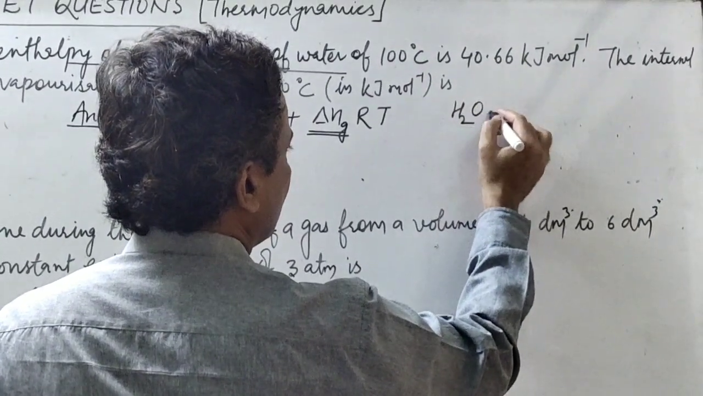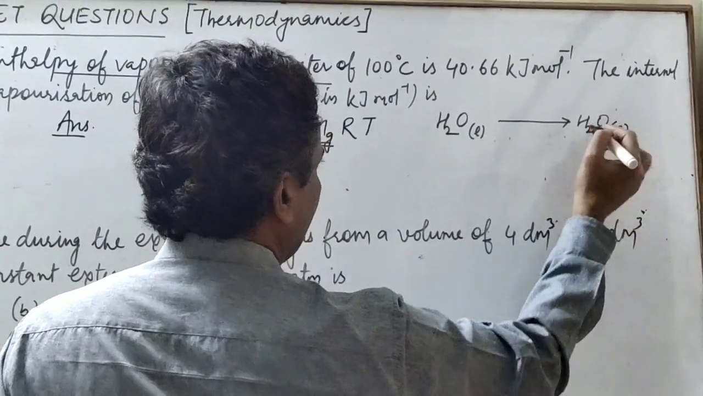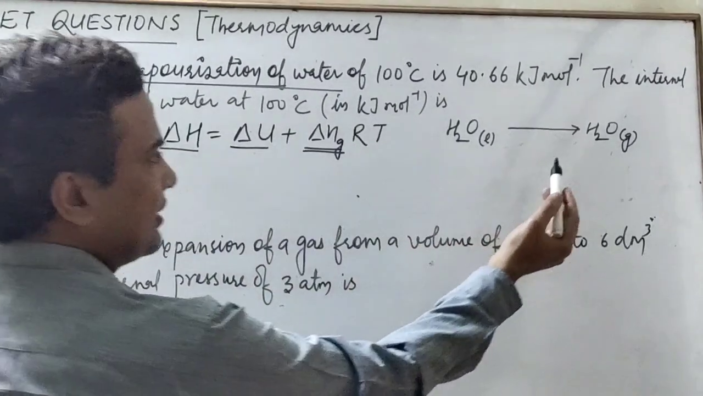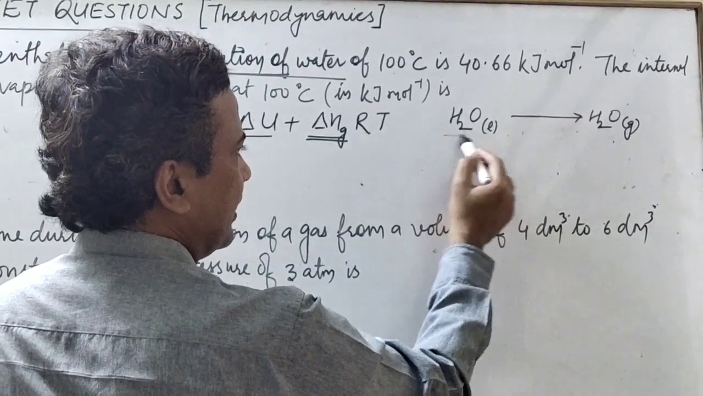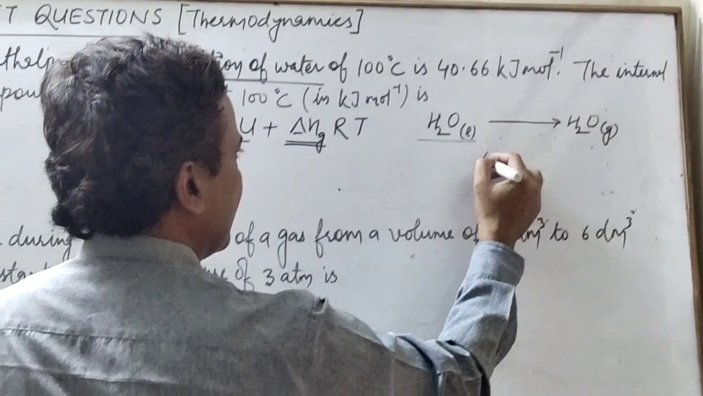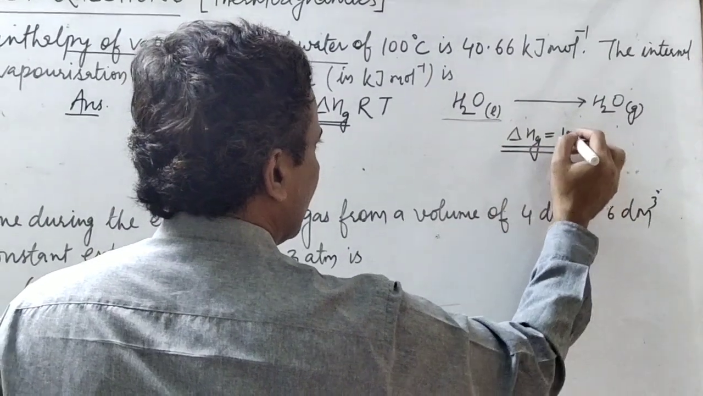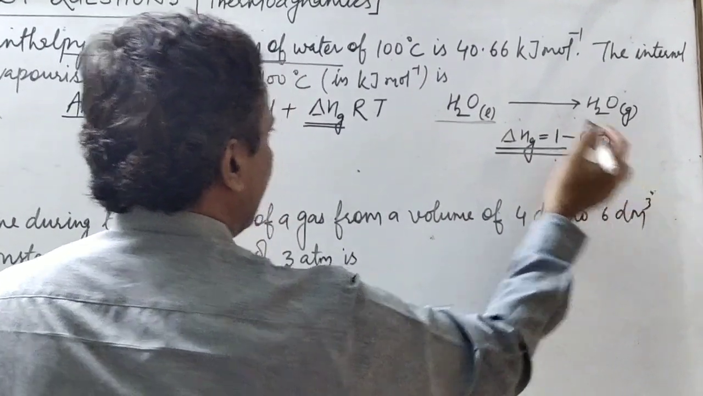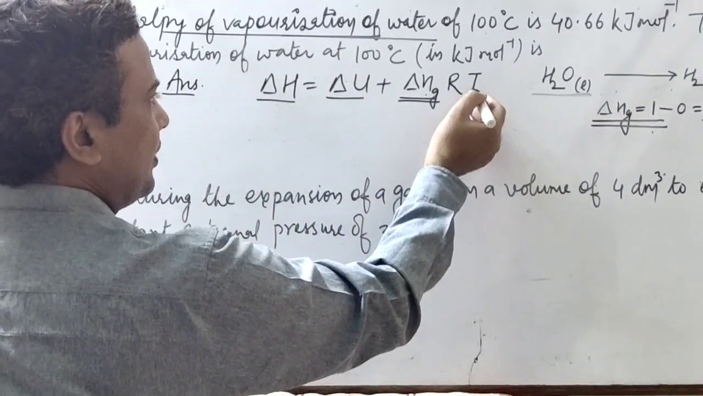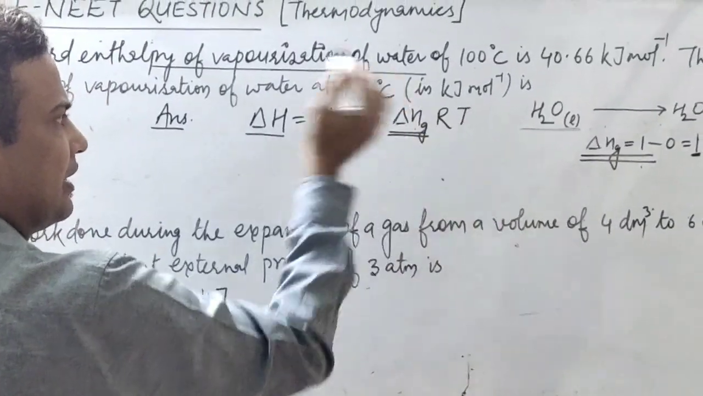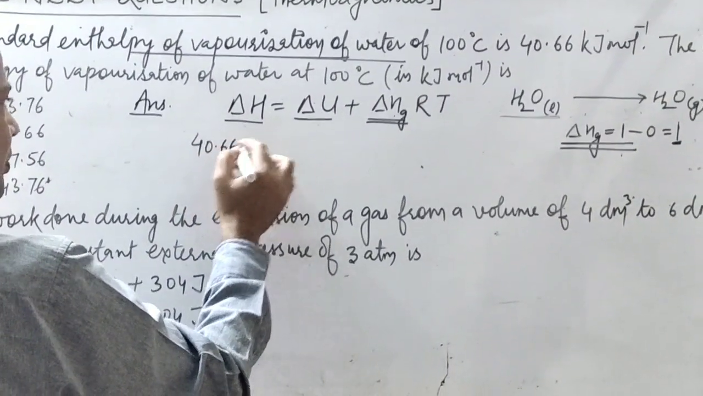Vaporization of water means H2O liquid is converted into H2O in gaseous state at 100 degrees Celsius. So gaseous moles of products is 1, gaseous moles of reactant is 0, as on the reactant side it is in liquid state. So delta ng is gaseous moles of products minus gaseous moles of reactants, which is 1 minus 0, it is 1. Delta ng is 1. R is 8.31 joule per Kelvin per mole, and temperature in Kelvin is 373 Kelvin. While putting the values, delta H is 40.66 kilojoule per mole.